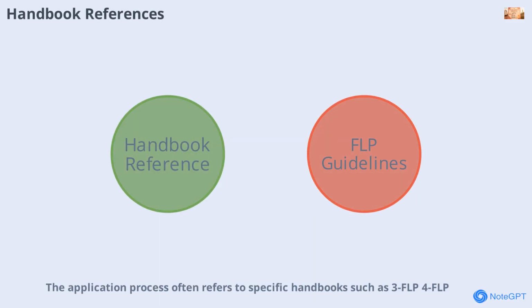The application process often refers to specific handbooks, such as 3FLP, 4FLP, and 5FLP. These handbooks provide detailed instructions and guidelines for preparing your documents and understanding agency requirements. Familiarizing yourself with these references can help you avoid mistakes and ensure your application meets all necessary standards.